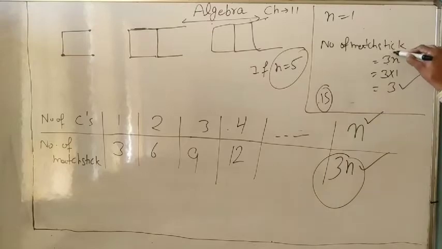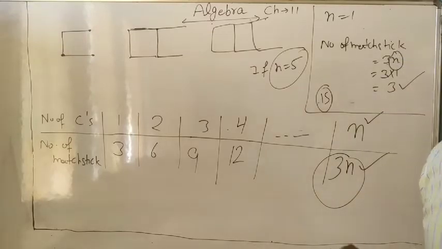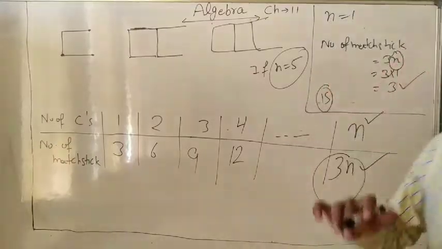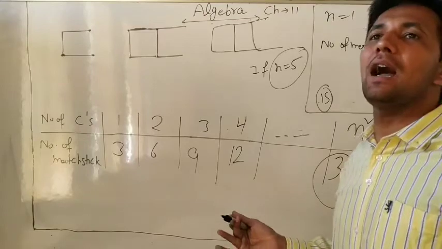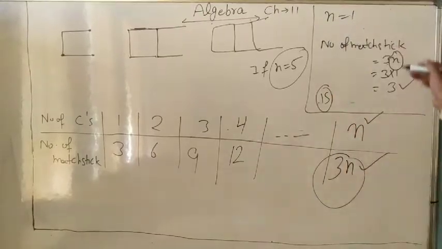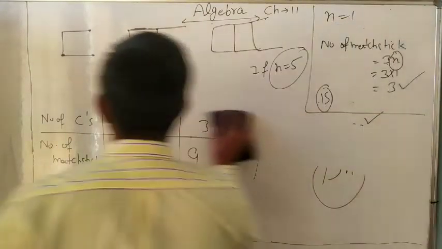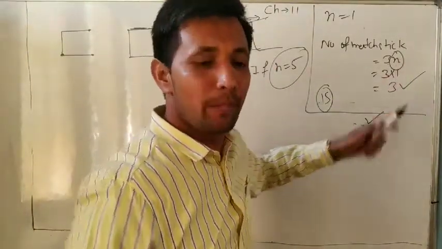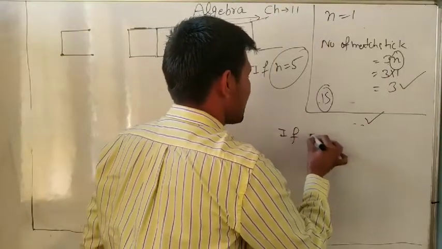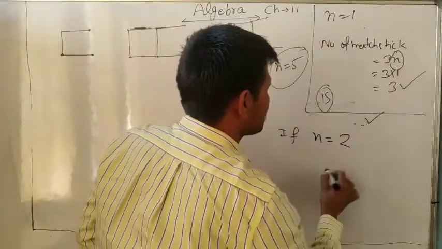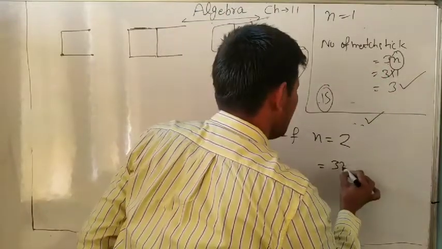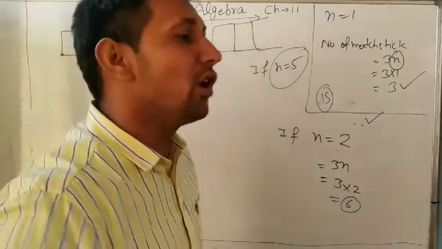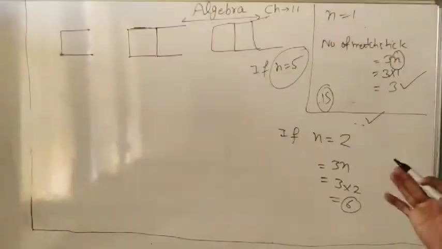It means the value of N is not fixed, because N is sometimes 1, 2, 3, 4, 5, 6, 7. Any value you can take for this N. The value is not fixed because N is changing, or not? Understand? If N equal to 2, how many matchsticks? Total matchsticks 3N. So 3 into 2, matchsticks is 6. So we observe that the value of N is not fixed.